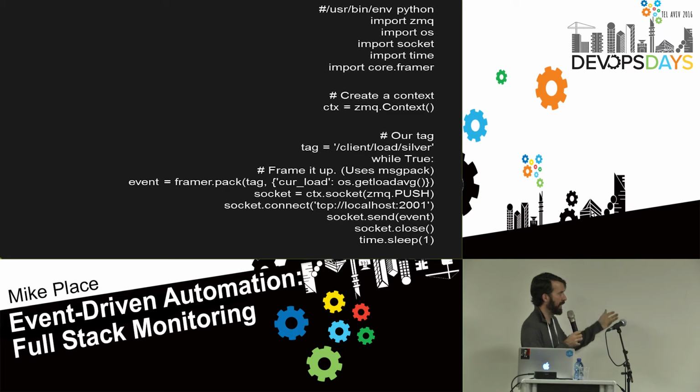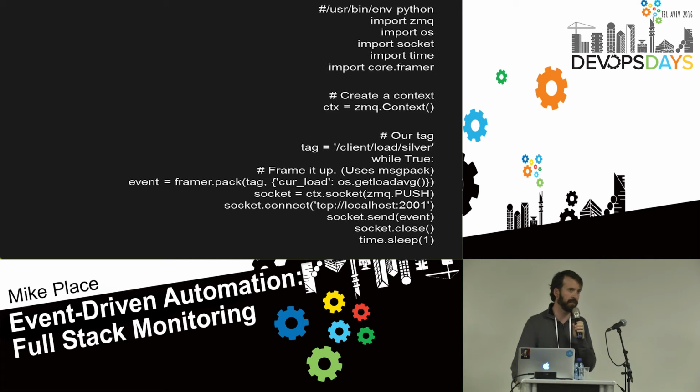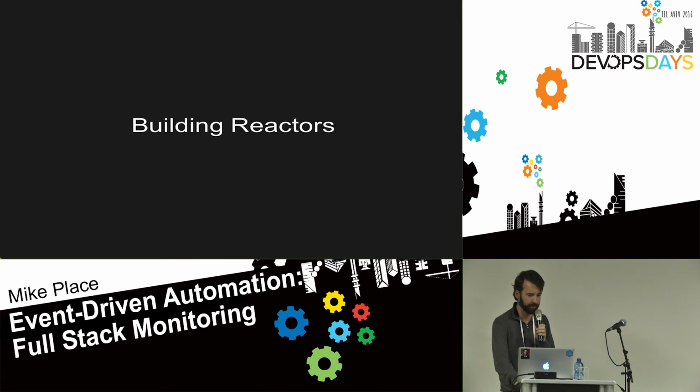So I want to illustrate how simple this is to do in something like Python and 0MQ. To create a message bus and start to push data onto it, that's really all you need. You can do it in 10 to 15 lines of code. So this is not something where you need a ton of programming experience to make happen in your infrastructure.